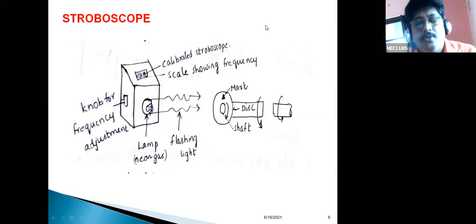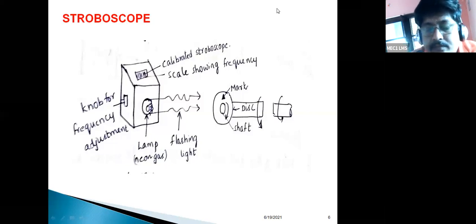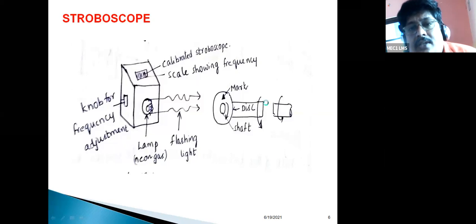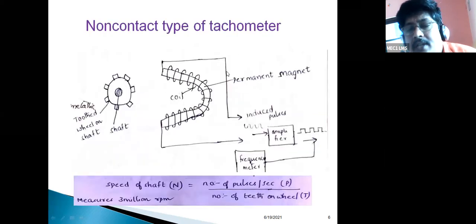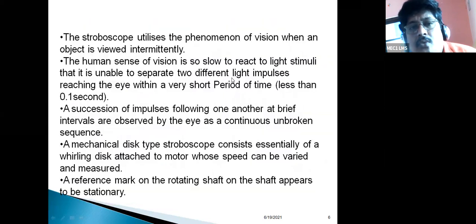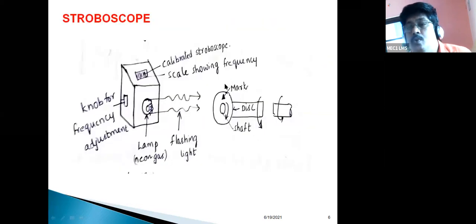So in this stroboscope, all of you know this very well. Here with the help of the light, of course, we can also call it a non-contact type of sensor, a non-contact type of speed measurement device. The next one is the non-contact type of tachometer, right? So we can also call this stroboscope a non-contact type of tachometer.